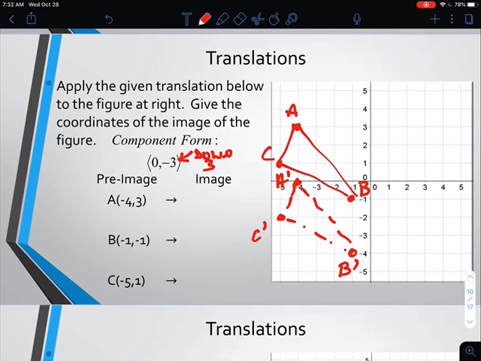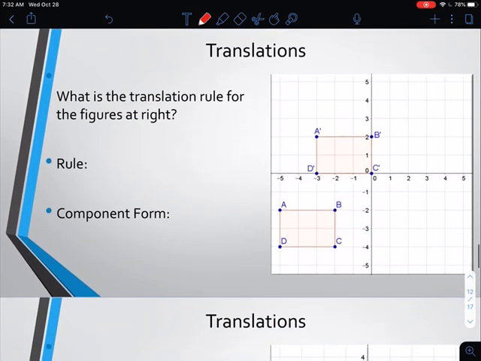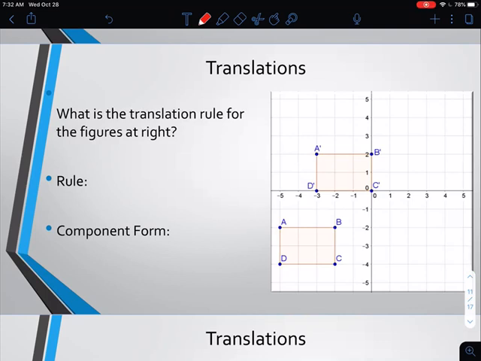So there's my new figure, and then I would just record the points. So where's A prime, where's B prime, and where's C prime, which you guys can do. As far as writing translation rules, in this case, we're writing the rule. How did we get from one to the other?